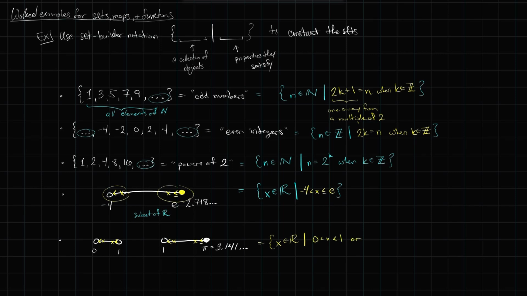Now I have to use this word or, right? So the word or is going to be special, and that's because I don't have to satisfy that I'm in both at the same time. I have to satisfy that I'm in one or the other. That's when we use the word or. And I'm going to be greater than 1 and less than or equal to pi. And so there's my set builder notation for that final collection of intervals.